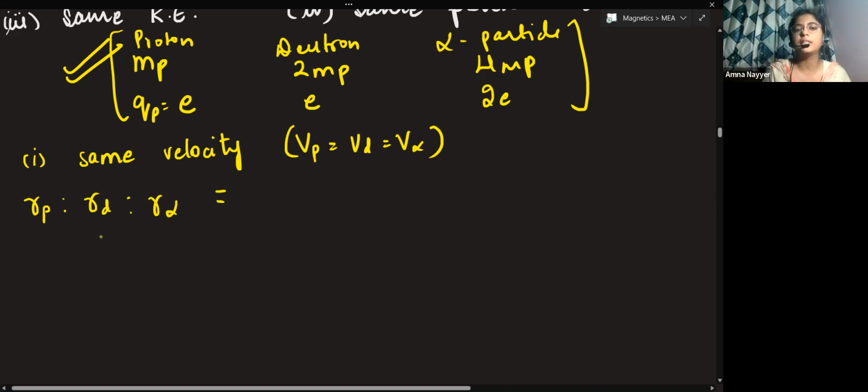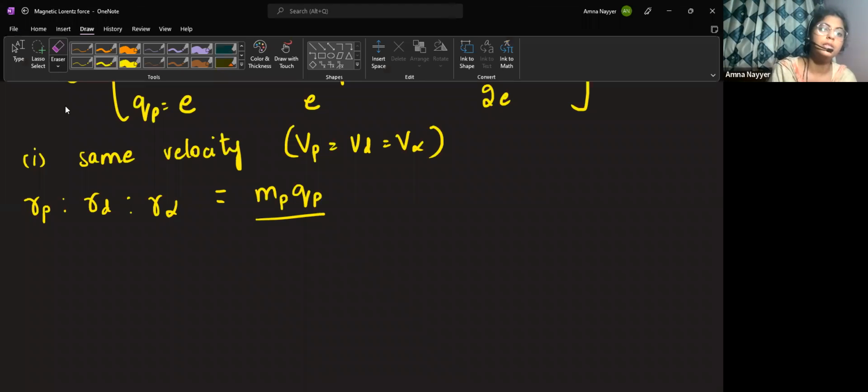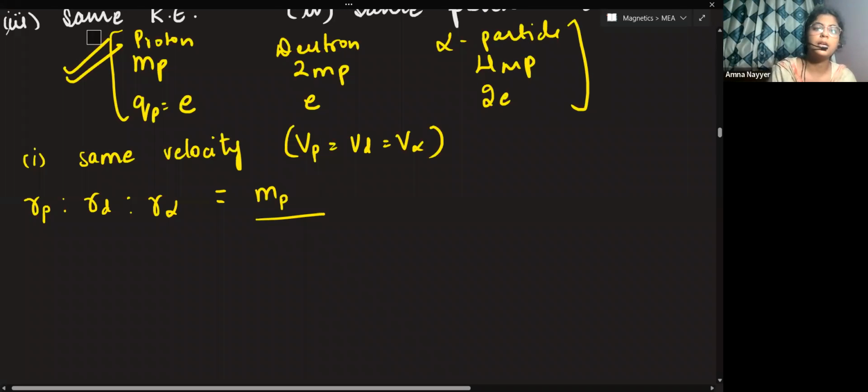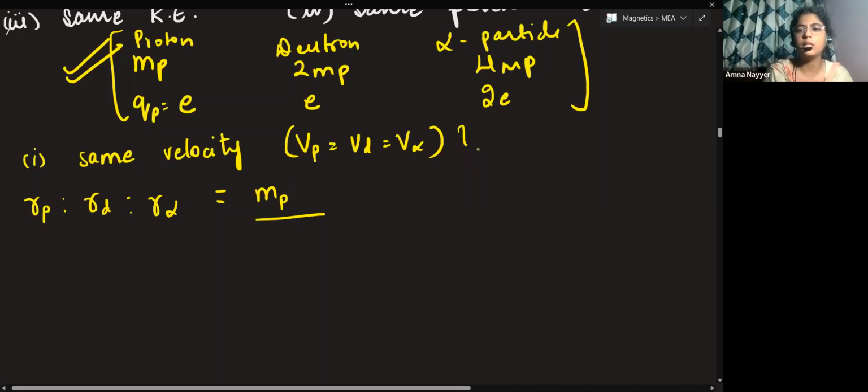I'm calculating this ratio. What was the formula that we had just calculated? mv divided by qB. So m of proton into velocity divided by charge on proton. So velocity is the same. I'm writing all these as v. So mv divided by qB, okay, let us just write initially as vp.